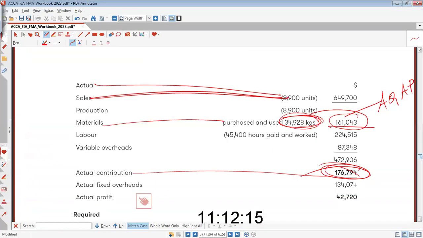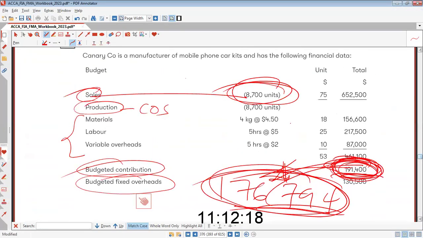I think people now are lost. People are quiet. So they said 4 kilograms.